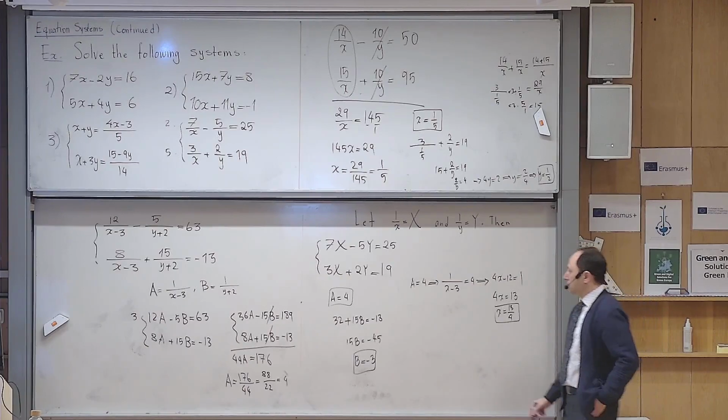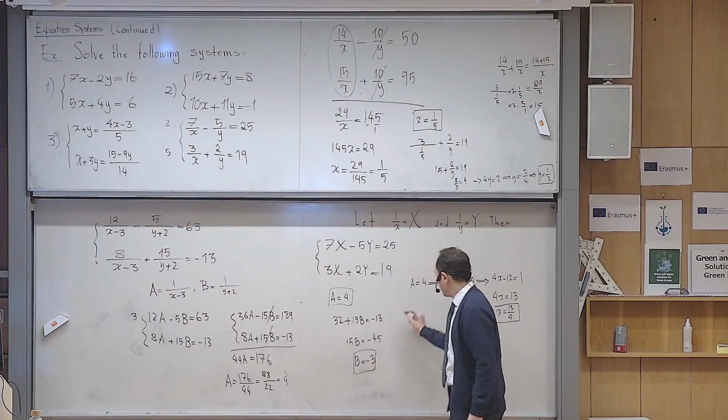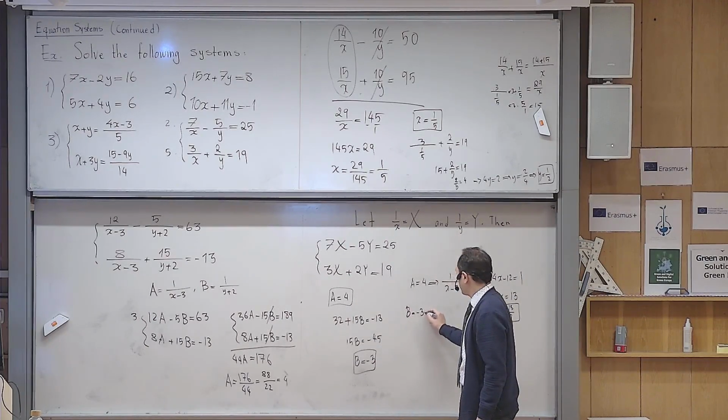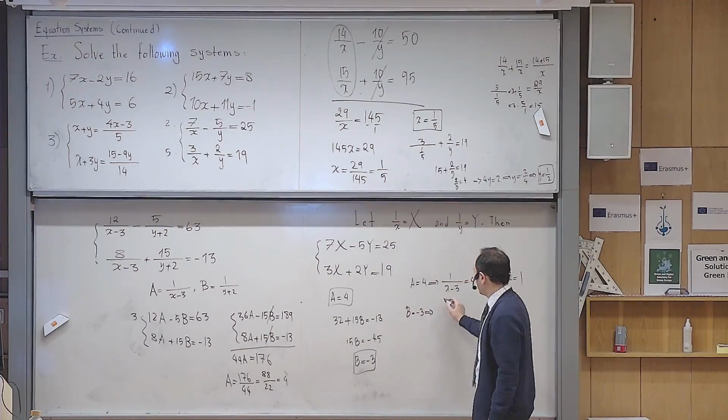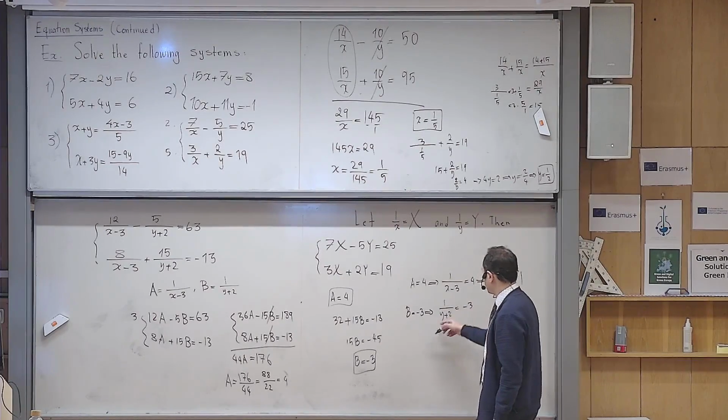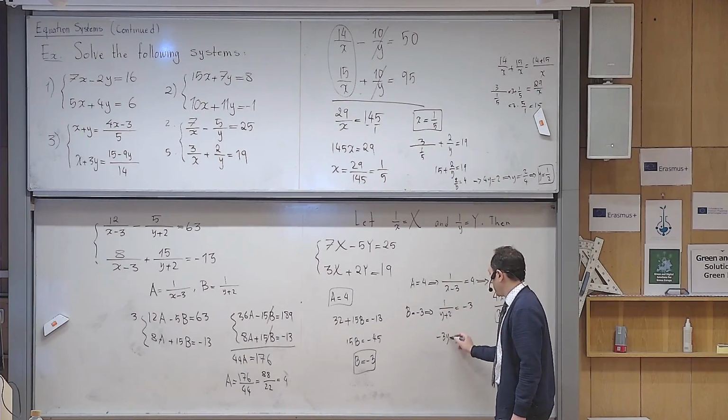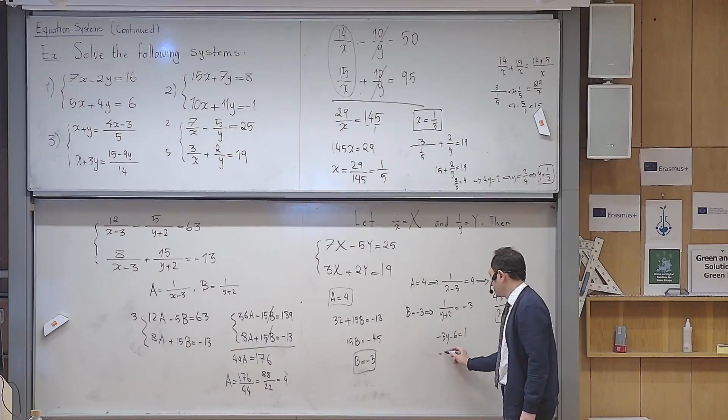Yes? And then I say that, okay, b is minus 3. But what is my b? My b is 1 over y plus 2 is equal to minus 3. So I multiply. So minus 3y minus 6 is equal to 1. So minus 3y is equal to 7. So y is equal to minus 7 over 3.